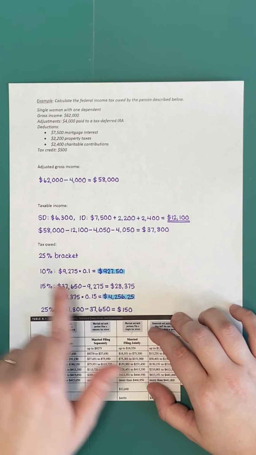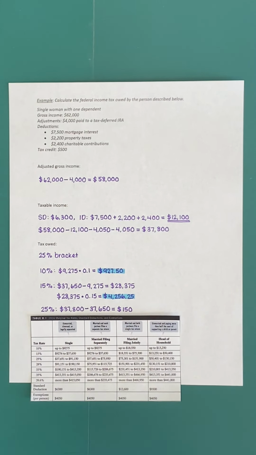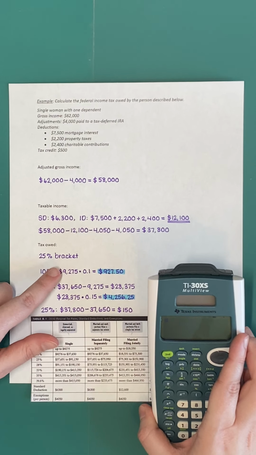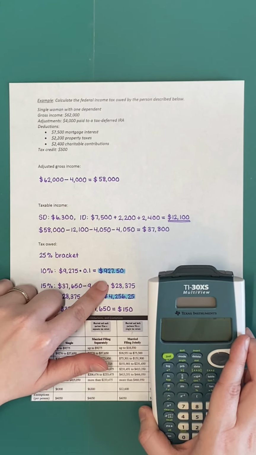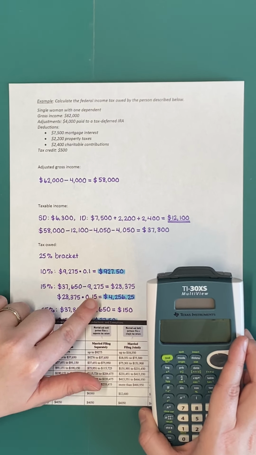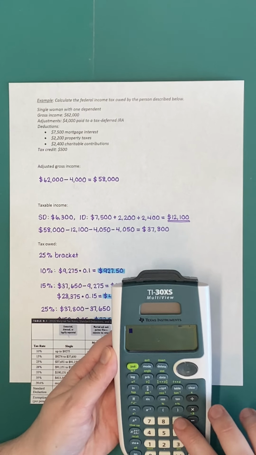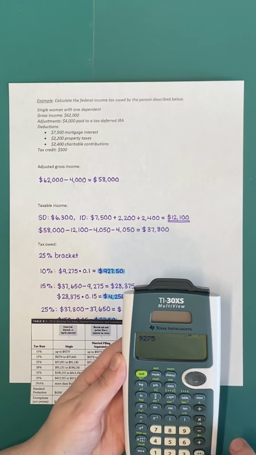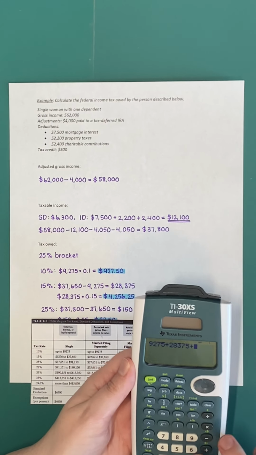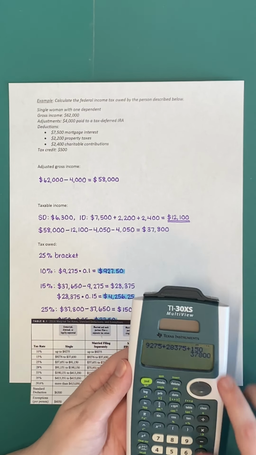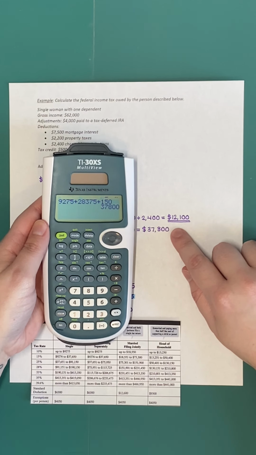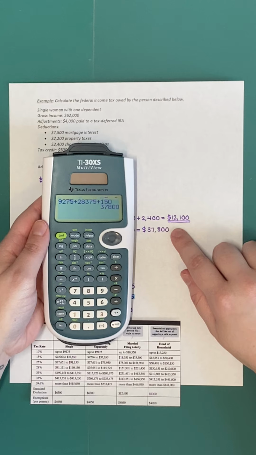Now, how can you verify that you've layered this in a meaningful way? Well, look at all the different amounts that were taxed. This amount was taxed, this amount was taxed, and now we're saying $150 has to be taxed. What happens if we add those up? So $9,275 plus $28,375 plus this additional $150. Look what that adds up to. Not a coincidence that it adds up to $37,800.